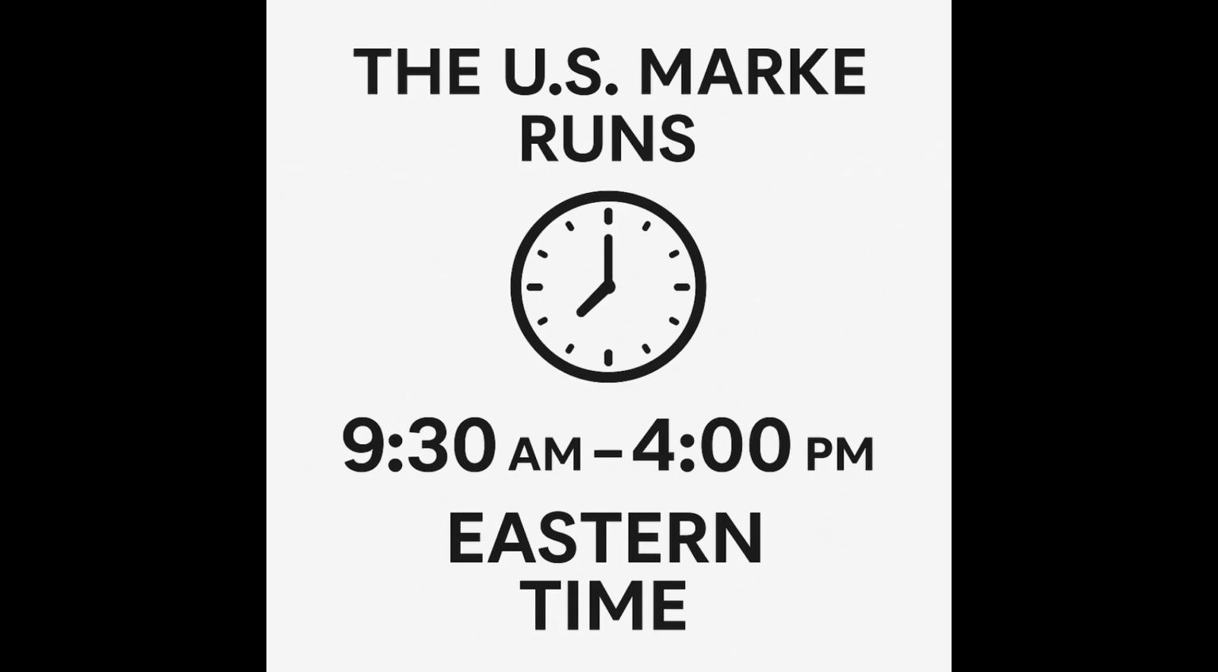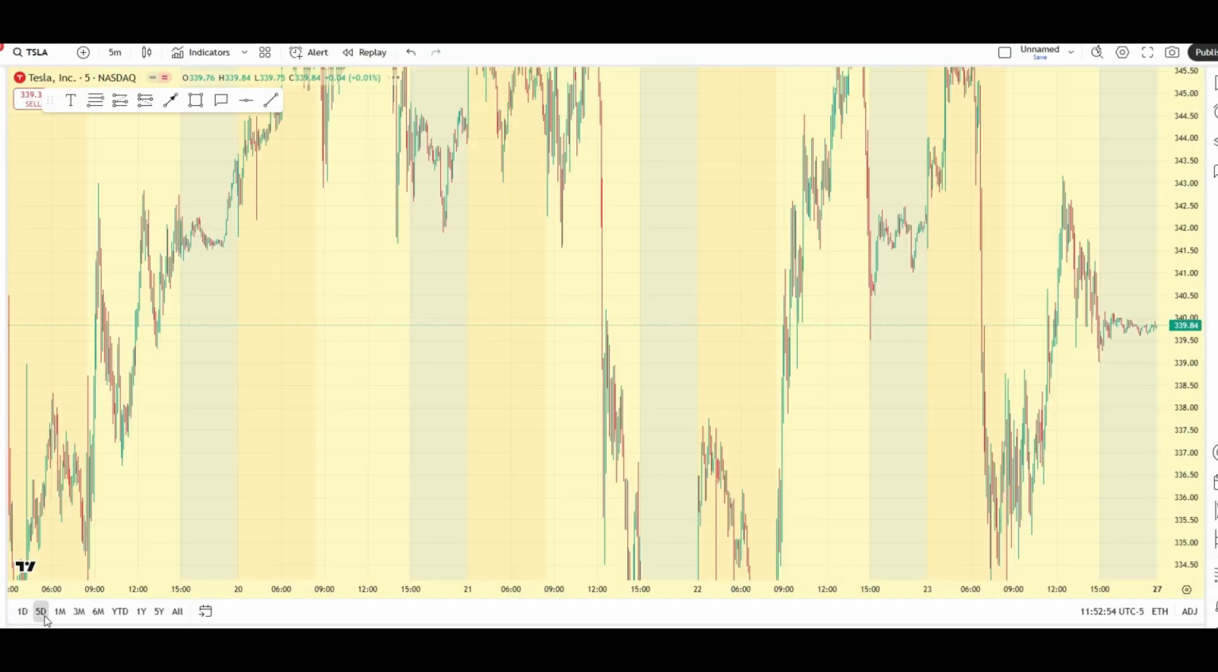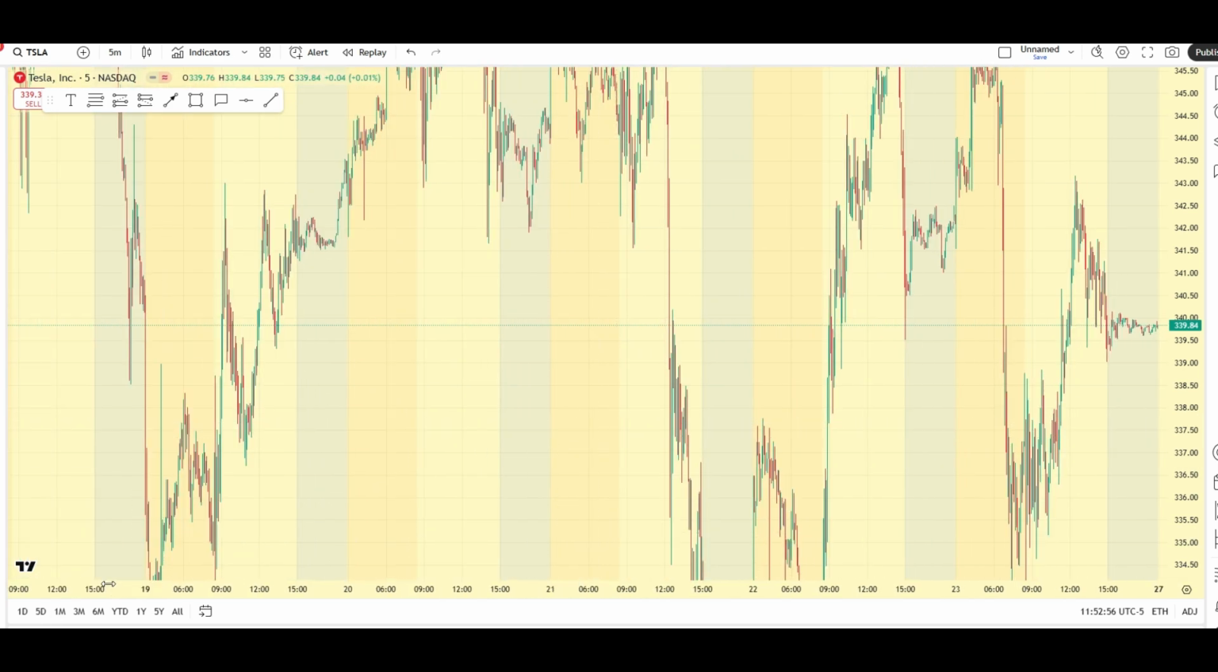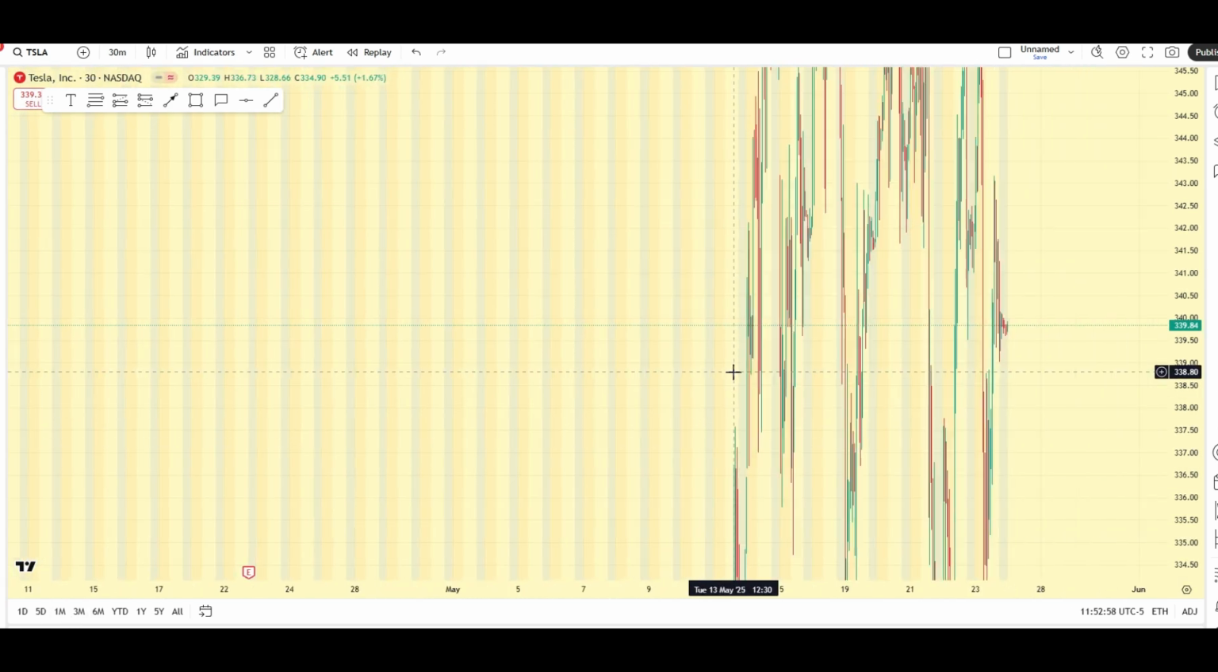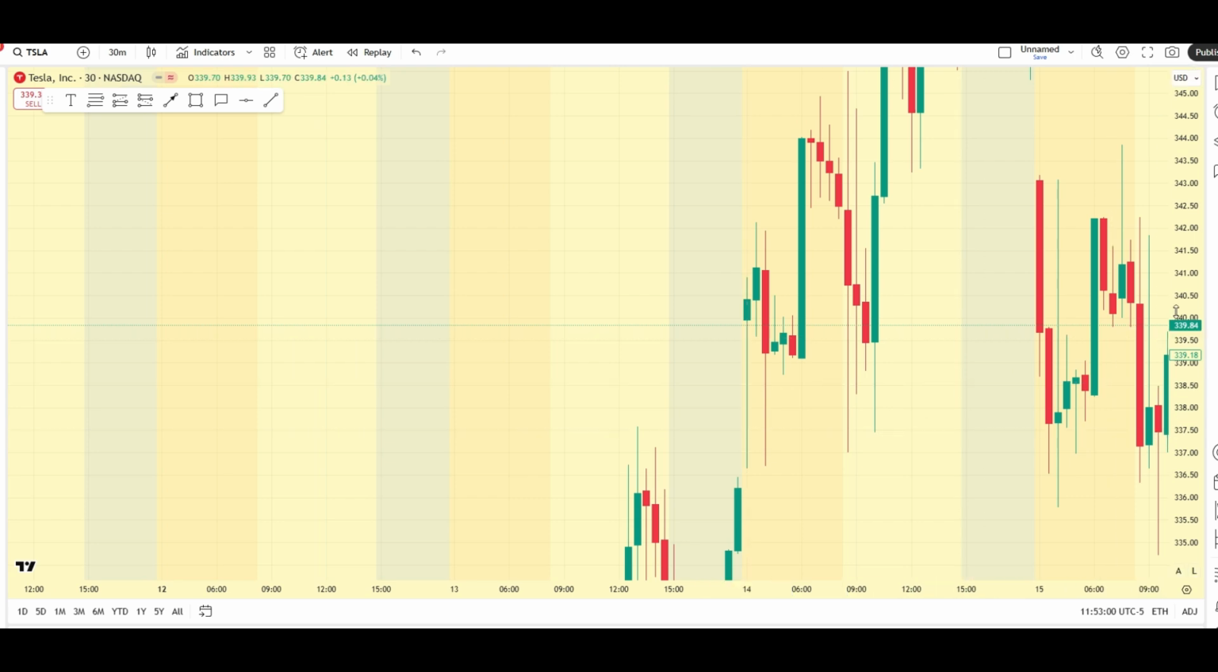Make sure your chart is set to your correct time zone. The U.S. market runs from 9:30 a.m. to 4 p.m. Eastern Time. Some brokers allow after-hours trading. Global markets like Europe start trading around 2 a.m. Eastern. Set your chart to 1-minute candles for one trading day. You can also zoom out to 1 week, 1 month, or 1 year. This helps when checking recent highs or lows.